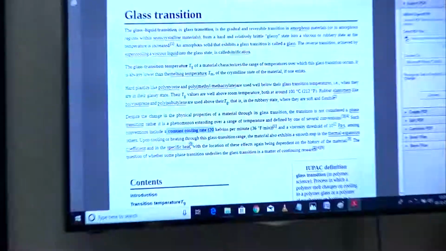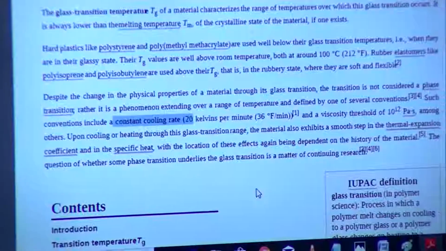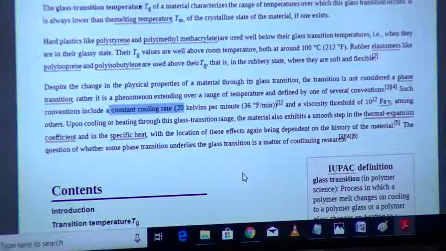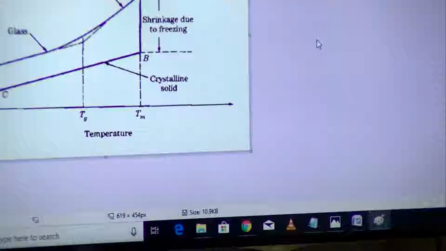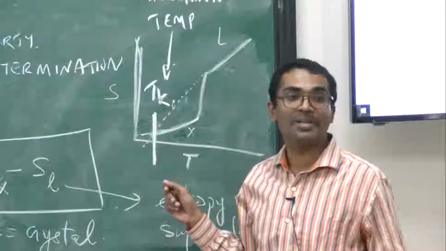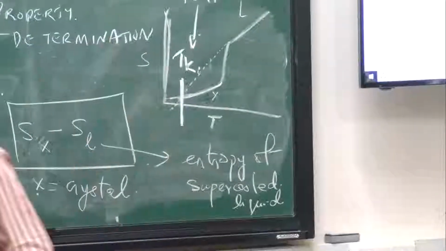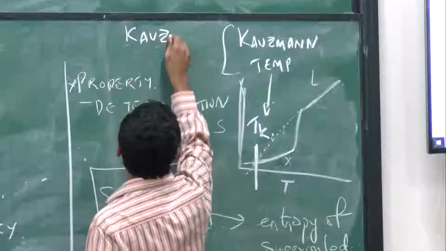Alright. Upon cooling or heating through this glass transition temperature, the material also exhibits a smooth step in thermal expansion coefficient, and you have seen that step. Okay. And it is that step that is actually used for extrapolation and determination of Tg. And we also, thanks to Varada, came up with an explanation for the Kauzmann paradox, and we came up with a lower limit below which you cannot have a supercooled liquid. It will always solidify. And that paradox is called the Kauzmann paradox.